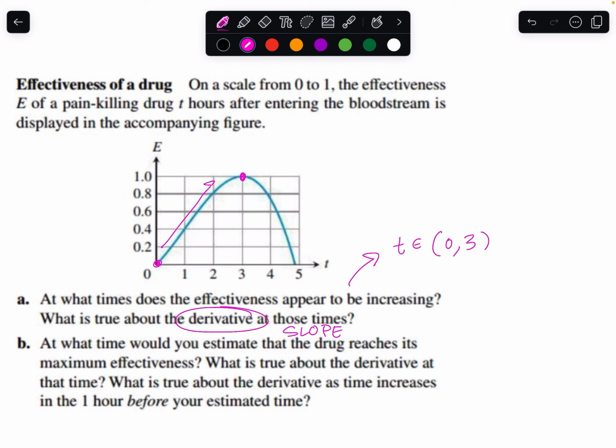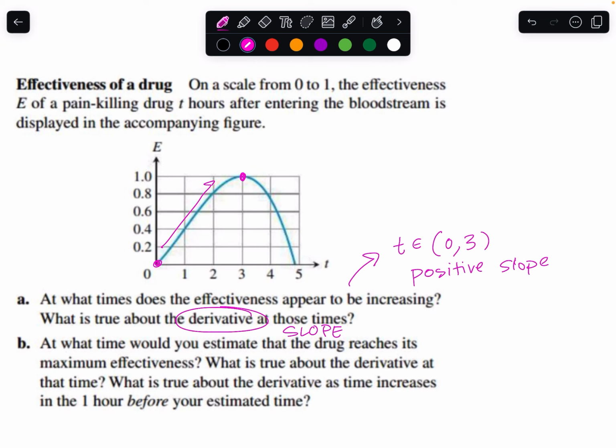The main idea here is that from 0 to 3, on that interval, we have a positive slope. The effectiveness is increasing. A positive slope also indicates that the output for the derivative anywhere on that interval from t equals 0 to t equals 3 is again going to be a positive output.